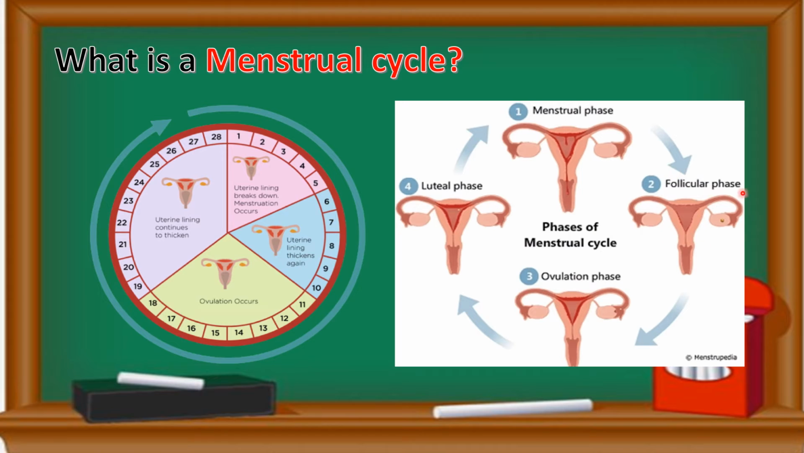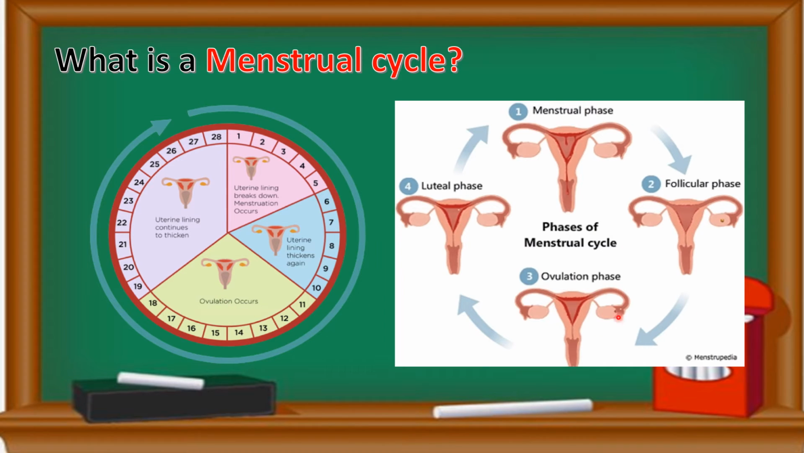Next is the follicular phase. In the follicular phase, the uterine lining thickens again. This one here is the uterine lining. So it thickens again during the follicular phase.